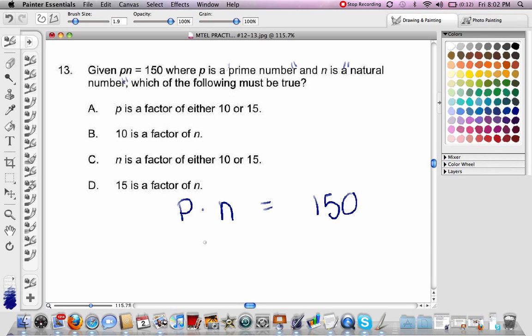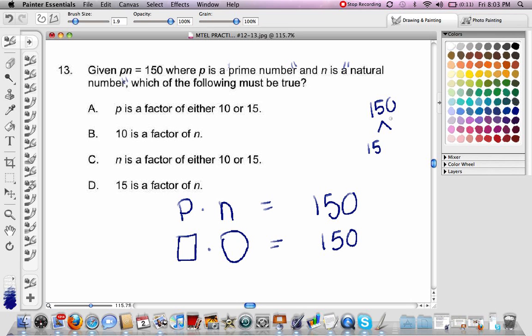Now, I don't know what P is. It's some prime number. And N is going to be some natural number. And that's going to make 150. Well, first I want to know what prime numbers are in 150. So I'm going to factor this out through prime factorization, find out what I'm dealing with.